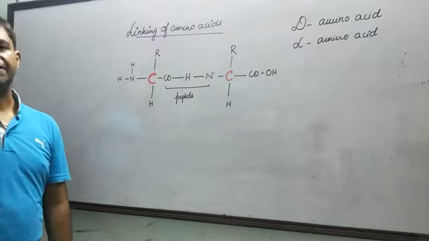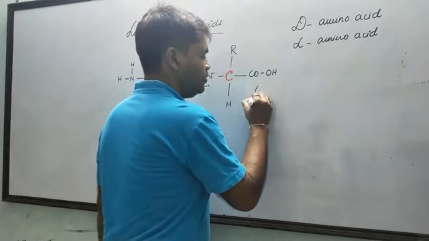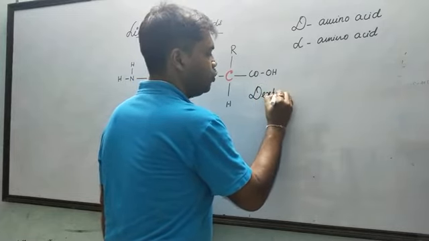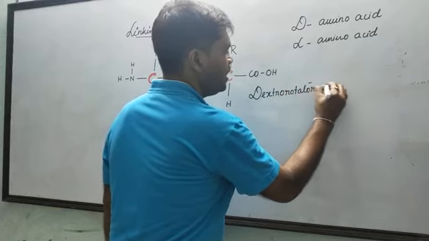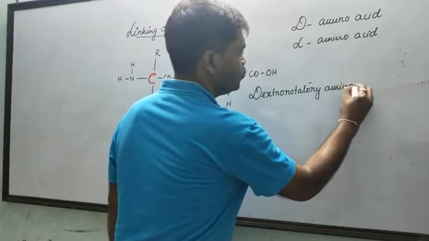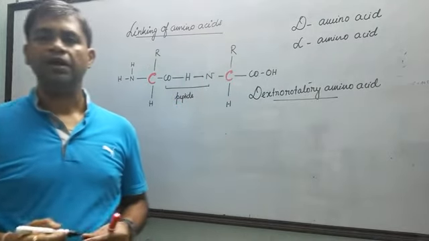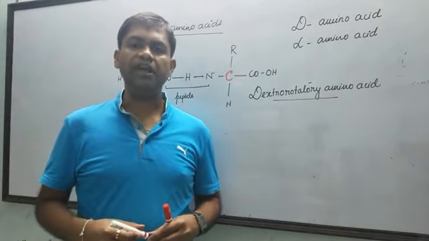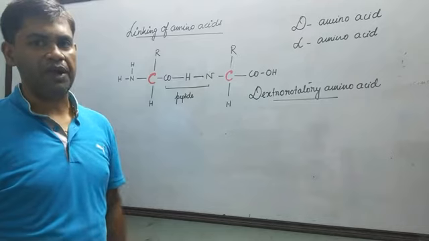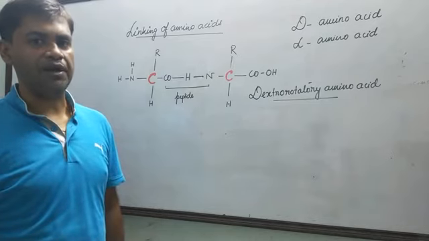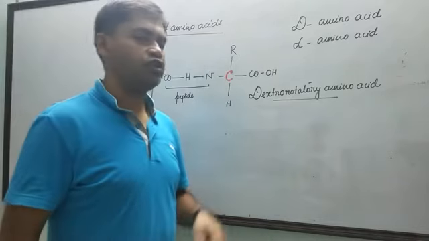What do you mean by the D-amino acid or the dextrorotatory amino acid? D-amino acid means the dextrorotatory amino acid. Try to understand. Depending on the optical property of the amino acid, the amino acid can be divided into two different types. One is called the dextrorotatory amino acid, and one is called the levorotatory amino acid. So what is dextrorotatory amino acid?